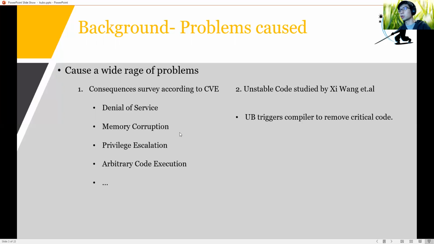Another interesting consequence, which is not included in this survey, is that undefined behavior can make code unstable. This is a study by Xi Wang, and it shows that compilers, especially at a high optimization level, can take advantage of undefined behaviors to make the binary code smaller. And sometimes the code removed by compiling in this manner can be very critical.